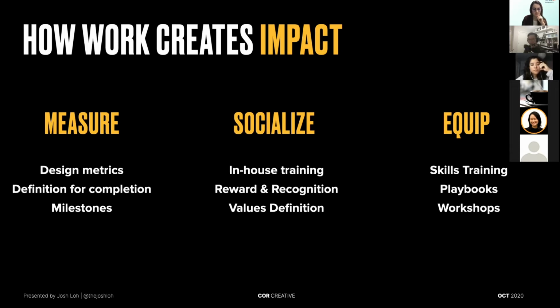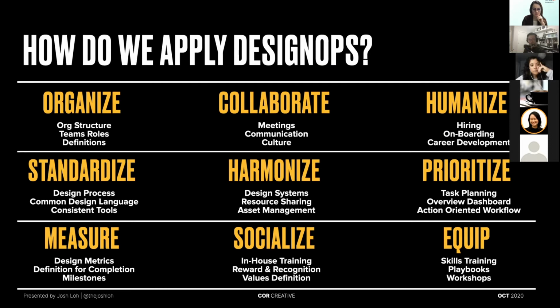So to summarize all that, this is basically the design ops menu. So how do we apply design ops then? Use this as a reference to identify pain points in your organization, and then it'll help you come up with products and solutions to improve the various areas. And again, you want to break it down into how we work together, how we get work done, and how our work creates impact.